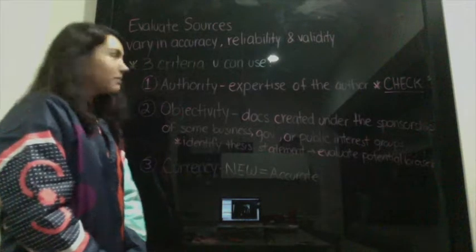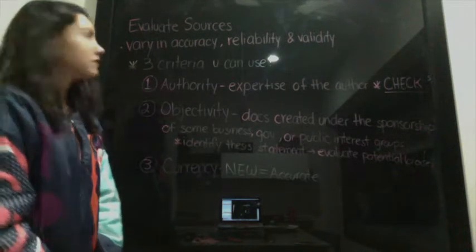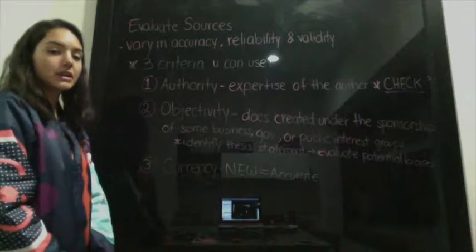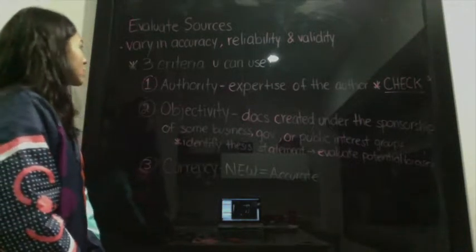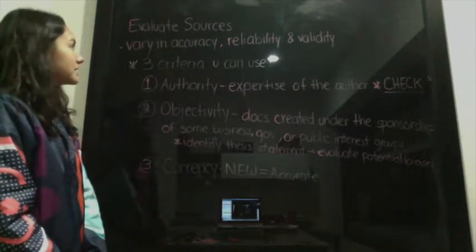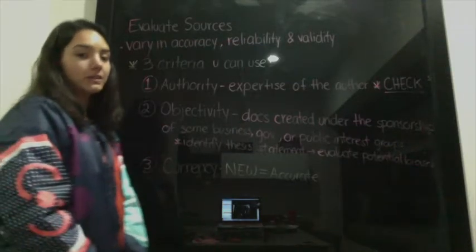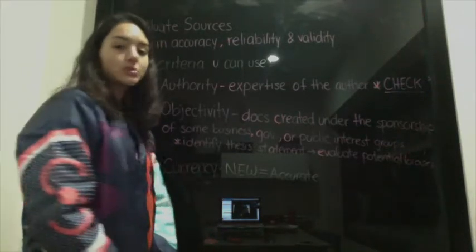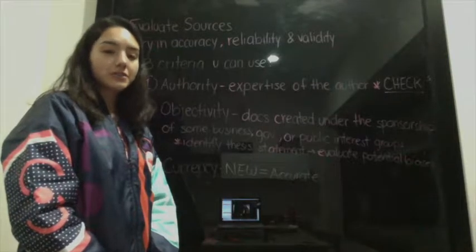The next step is to evaluate sources. So you want to make sure that in your informative speech, your sources vary in accuracy, reliability, and validity. In order to do that, you can use three criteria.